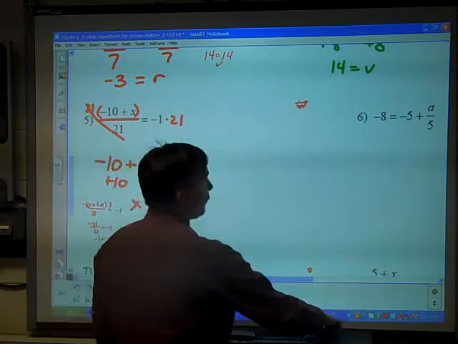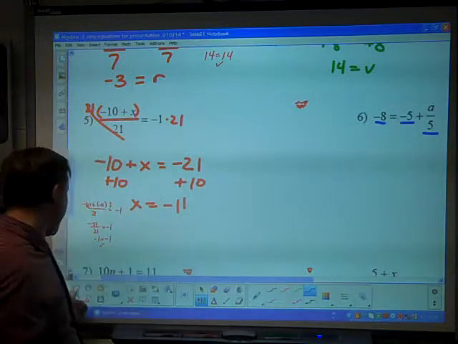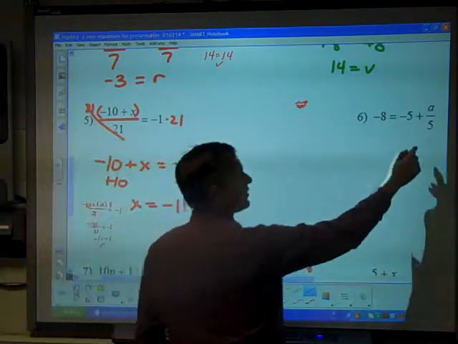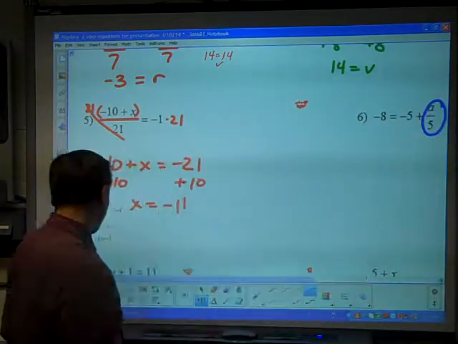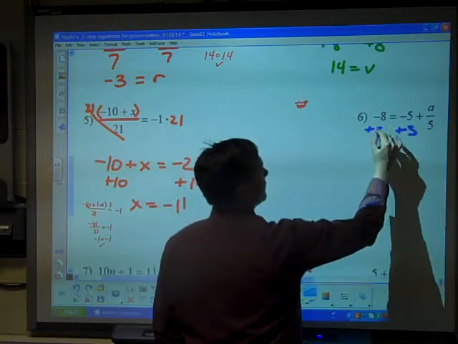On the other side now, let's count terms. 1, 2, 3 terms. I have to get the term with the variable. I have to get this thing alone. So I need to get rid of -5. I'll do that by adding 5 to both sides. There's my first step.